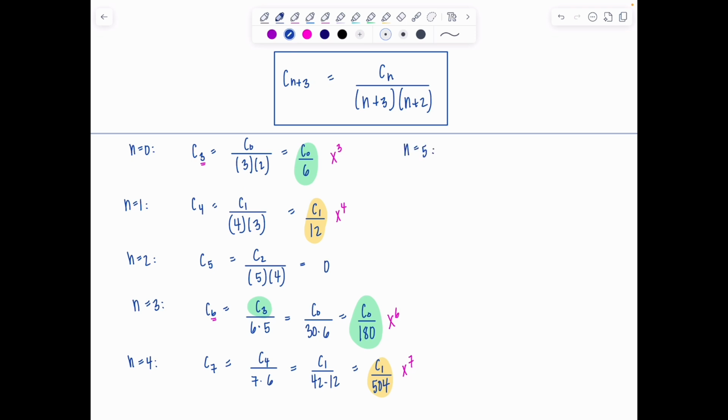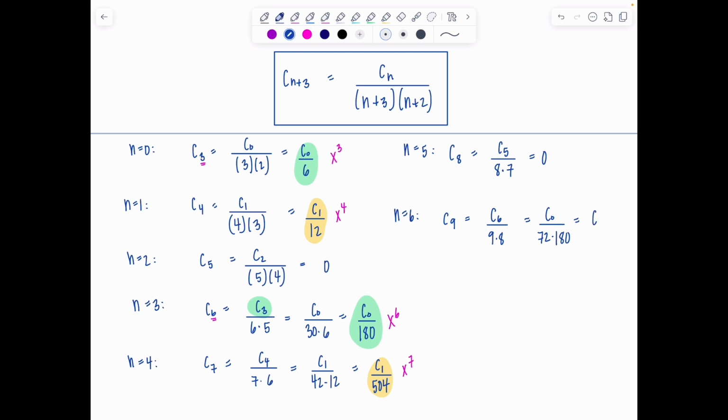N equals 5, so that would be C8. That's going to be C5 over 8 times 7. Oh, but C5, do you remember? C5 is 0. So this is just 0. Okay. N equals 6. That's C sub 9. So that's C sub 6 over 9 times 8. But we have C sub 6. It's right here. C0 over 180. So this is C0 over 72 times 180. That's the coefficient on x to the 9th.